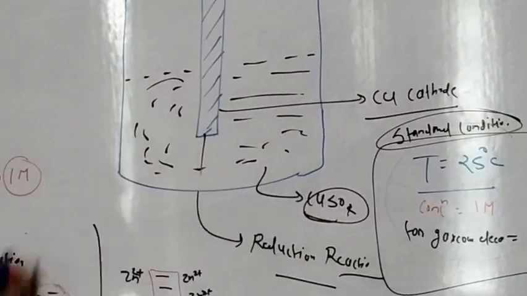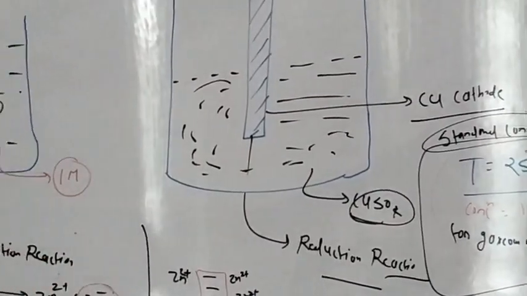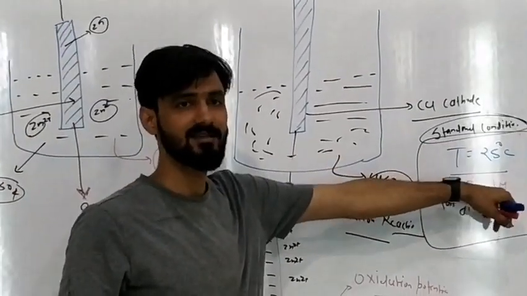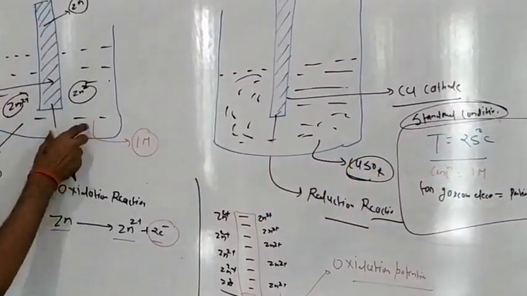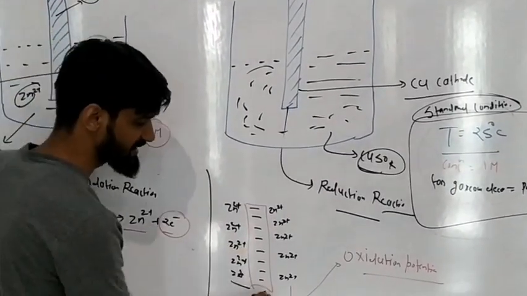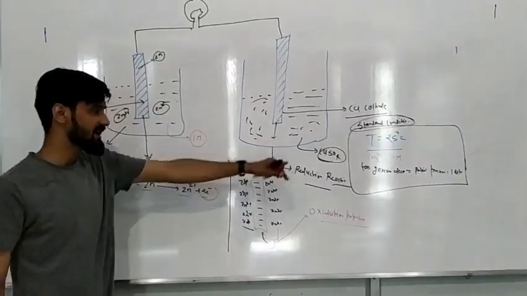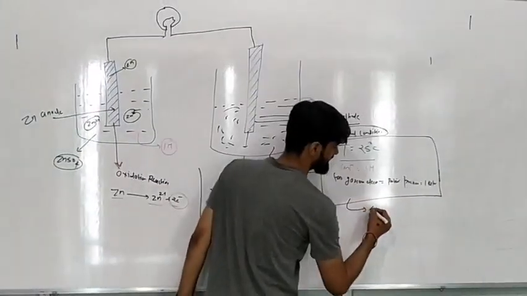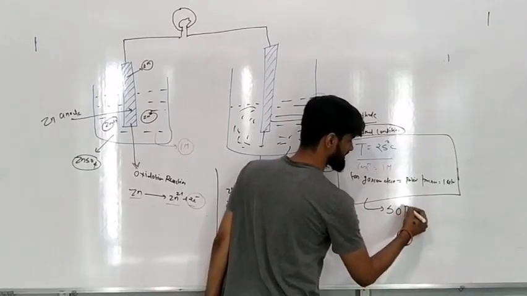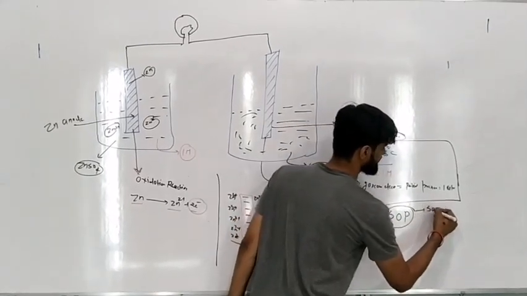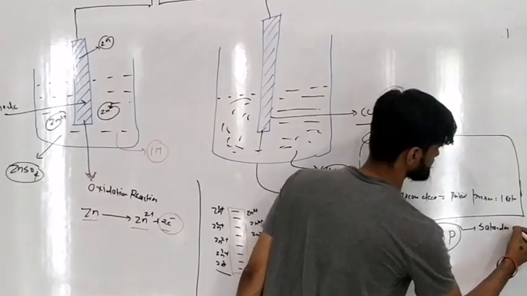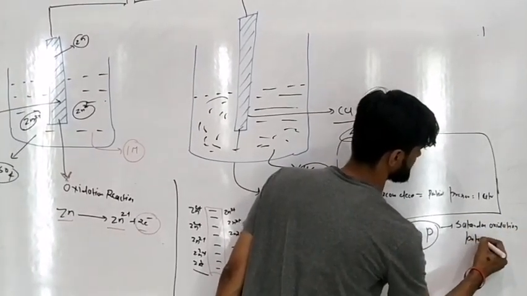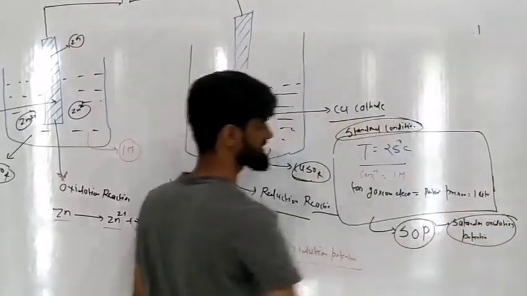My dear students, if you let the process of the electrolytic cell happen in this standard condition, then the electrode potential, or the oxidation potential, which is measured in the standard condition will be called the standard oxidation potential, SOP. This will be called the standard oxidation potential.